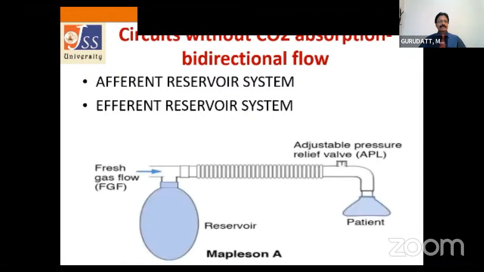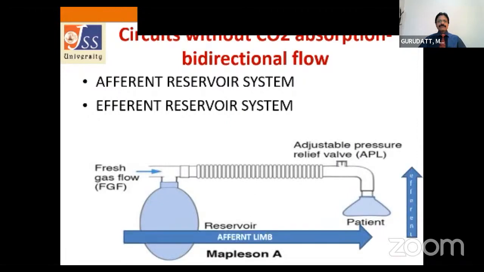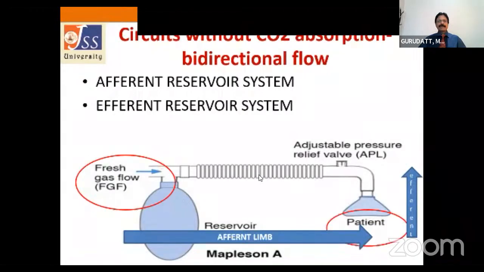Just let me give you an example now. This is a Mapleson A circuit. What is the afferent limb of this? The afferent limb is from the fresh gas flow to the patient. So here you have got a long afferent limb, and the breathing bag or the reservoir bag is connected to the afferent limb. That is why Mapleson A is called an afferent reservoir system. The efferent limb is from the patient to the expiratory valve. This is a very short limb in the Mapleson A circuit, and we are not connecting the bag to this efferent limb. That's why it is an afferent reservoir system.